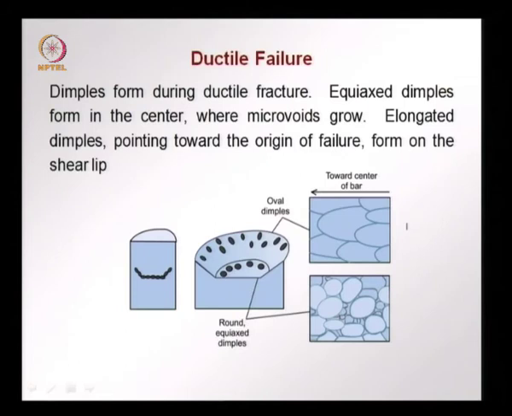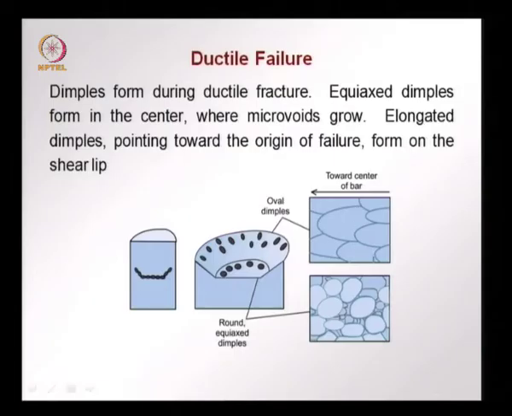If we take a closer look at the failure surface, we will see dimples that have formed during the ductile failure. Dimples are depressions that form on the failure surface. Now, these dimples or cavities initially start the flat crack, and then we have propagation, this is the slip zone, and we have shearing occurring, and finally fracture. In the flat crack part, we will have round equiaxed dimples, and in the slip zone we have these dimples more oval. That is, if we look towards the center of the bar, we will see a dimple like this.